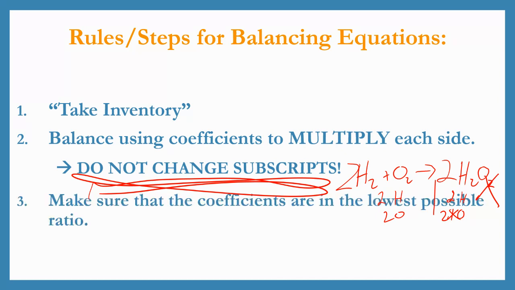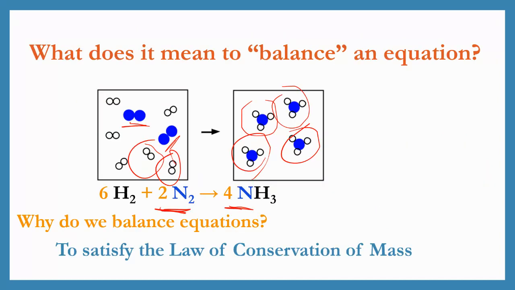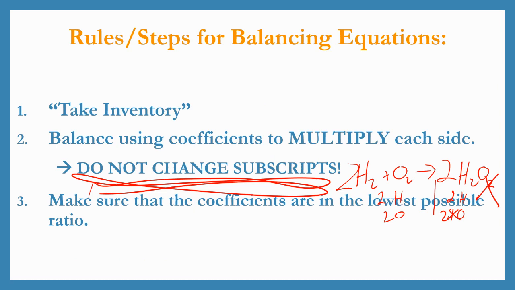And then make sure coefficients are the lowest possible ratio. So this thing here, these coefficients can actually be reduced. 6 divided by 2 is 3, 2 divided by 2 is 1, and 4 divided by 2 is 2. So these should actually be 3, 1, 2 in their lowest ratio. That's the last rule. Make sure you have the lowest ratio possible.